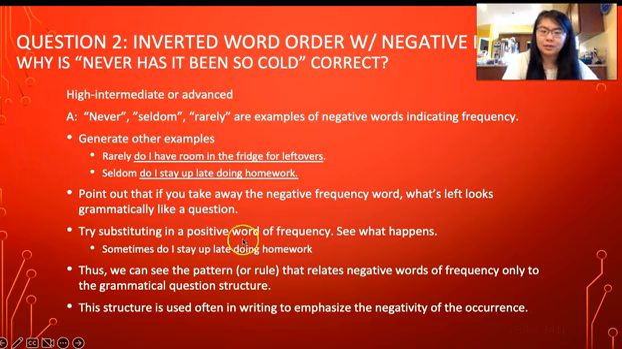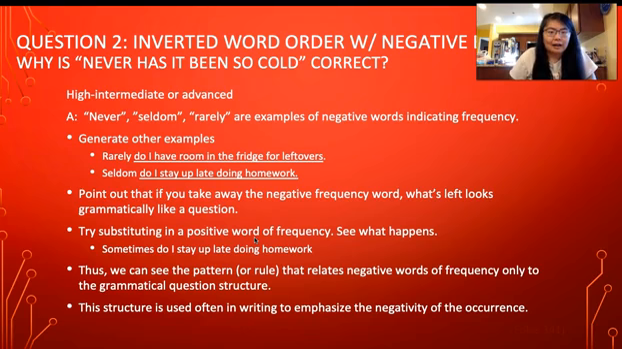If you try substituting in a positive word of frequency or even a neutral one, see what happens. "Sometimes do I stay up late doing homework?" It's not correct. "Always do I stay?" No, not correct. Thus, we can see the pattern or rule that relates negative words of frequency, only the negative ones, to this grammatical question structure. It's often used in writing to put emphasis on, like, this is really not a thing.